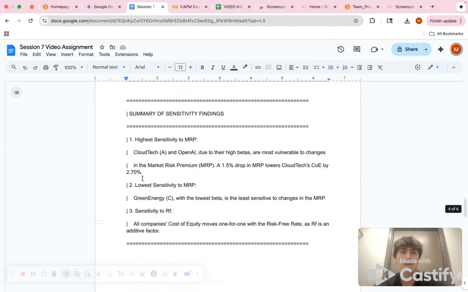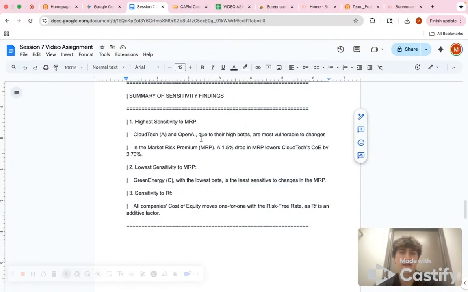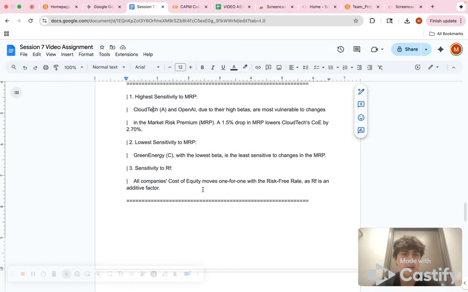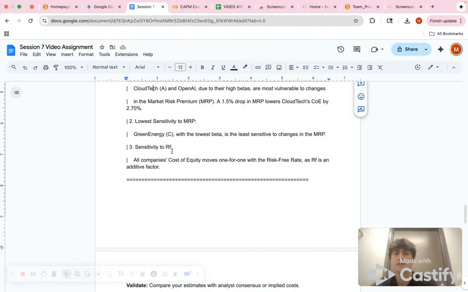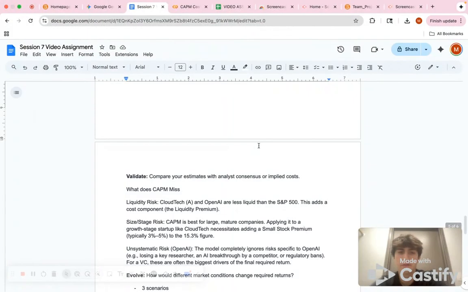So that's our implement stage. We got it there. And then we have our summary of that, which is just that Cloud Tech and OpenAI have high betas because of the vulnerable changes. And then the green energy has the lowest beta, so it's going to be less sensitive to market changes. And then all the companies move with that 1% of the risk-free rate when you increase it.